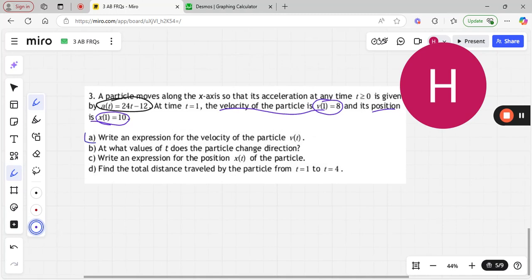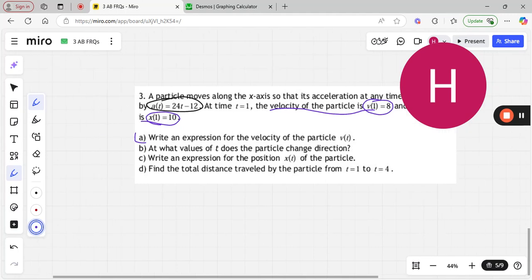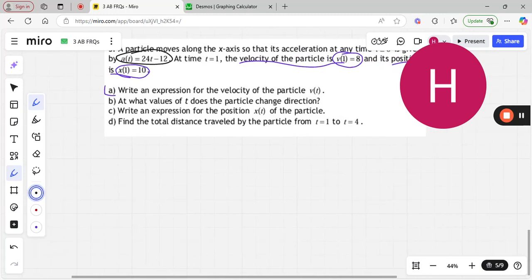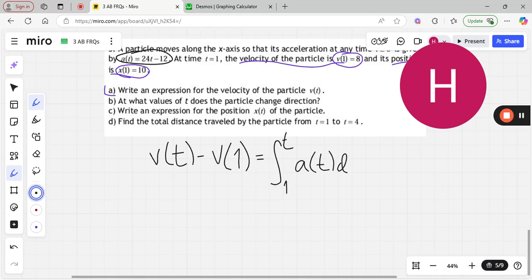Now, when they give you a derivative and an initial condition, 9 times out of 10, they're going to have you solve the differential equation. Even if it doesn't say dy/dx or dy/dt, you know that the acceleration is the derivative of the velocity. This is dv/dt. So if we write an expression for the velocity, we're going to use the Fundamental Theorem of Calculus. It says that the change in velocity overall from 1 to t is the same as the integral of its derivative, which is a(t) dt.